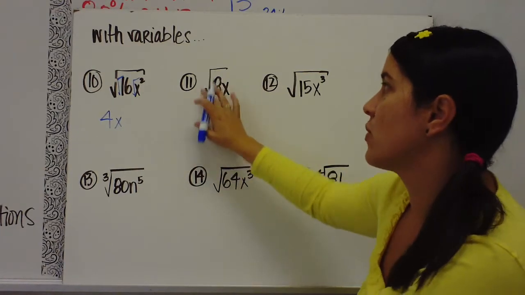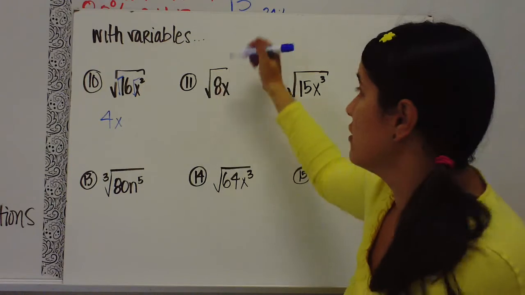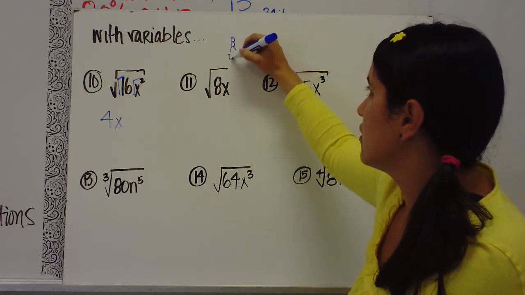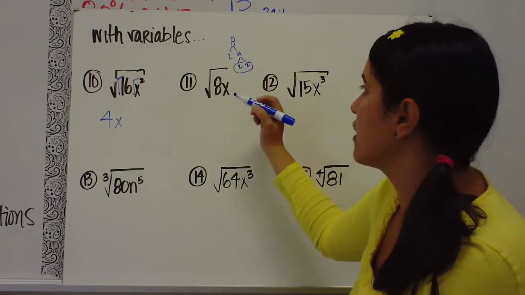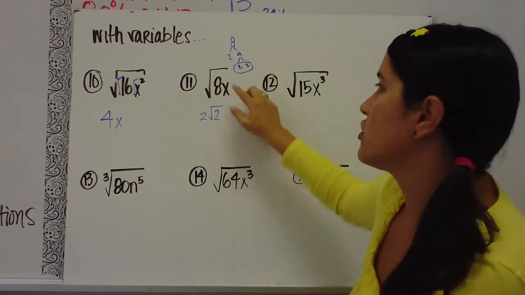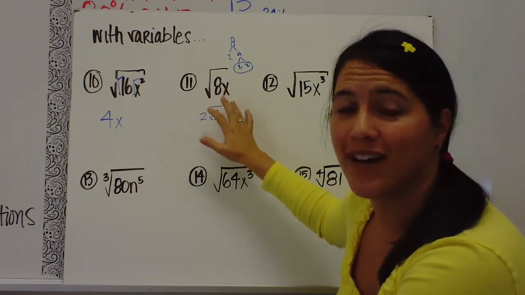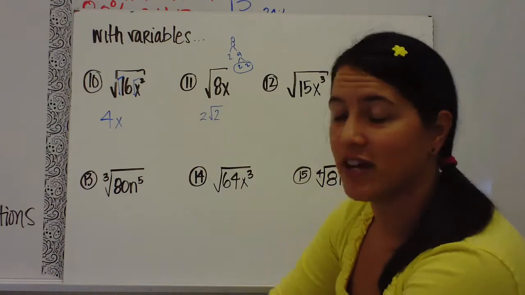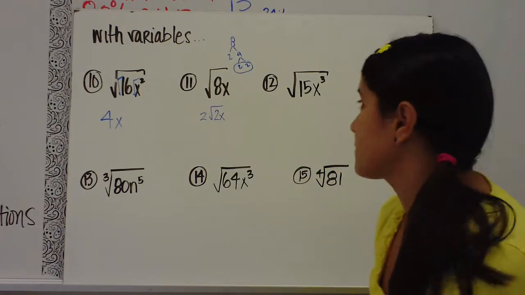Number 11, square root of 8x. So first let's look at the 8. 8 is not a perfect square, but I know if you do a factor tree, I have a pair of 2's that can come out. So it's going to be 2 root 2. Now let's look at the x. How many x's do I have? I only have 1. So if you only have 1 x, it can't come out of the radical because you have to have at least 2, so the x would stay inside the radical.